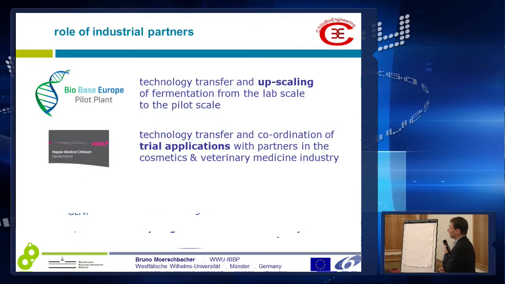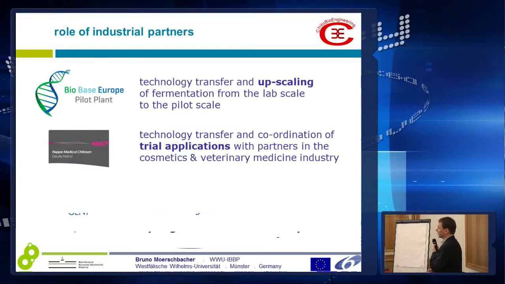Then we have two industrial partners, the Biobase Europe pilot plant again in Ghent, which is responsible for upscaling to the pilot scale so that we can get larger amounts of some of our oligomers, which can then be tested by our second industrial partner, Heparin Medical Chitosan from Germany, who use these chitosans in trial applications with their partners from industry, mostly from cosmetics and veterinary medicine.